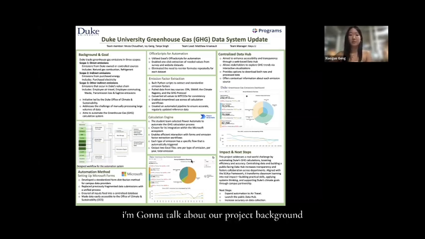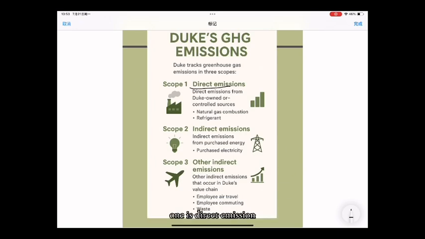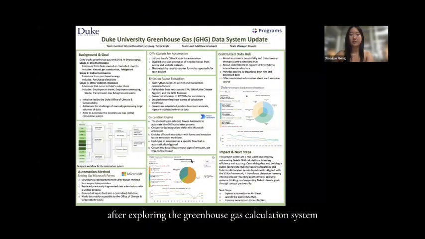As a start, I'm going to talk about our project background and our project goal. So Duke University Greenhouse Gas has 3 different scopes. One is direct emission and the other 2 are indirect emissions. After exploring the greenhouse gas calculation system right now, we learned that manually processing such a large volume of data is very challenging. So we set our project goal as to automate the greenhouse gas calculation system of Duke University.